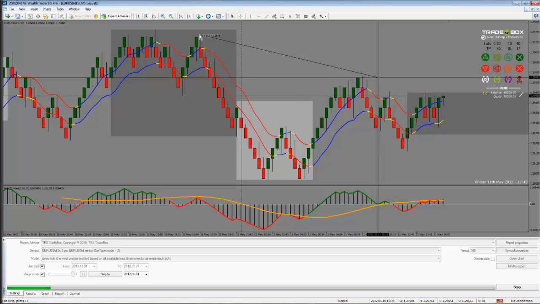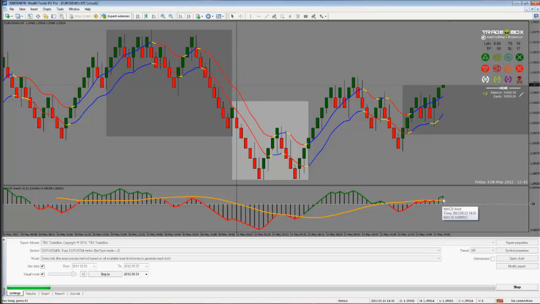If it bounces back and rejects it, then we could actually look at a swing failure trade and trade it back down again. The longer term momentum's starting to get up above the zero line and the momentum's trying to break through it, so I'll wait for a break of this candle, and if it does, we'll take a trade.